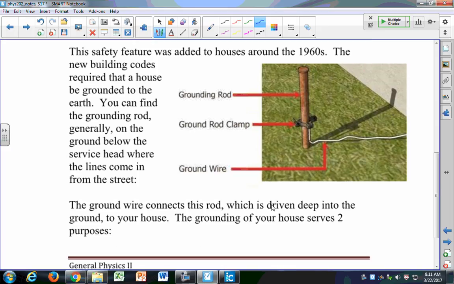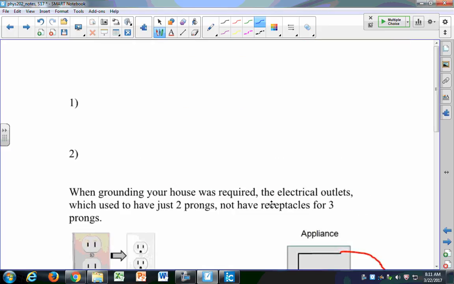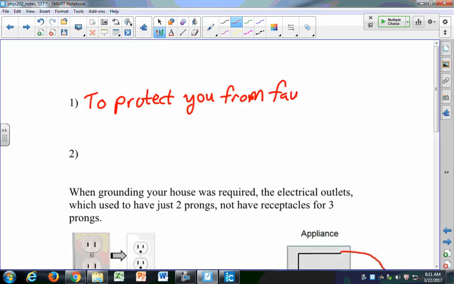So the grounding rod serves a couple purposes. It really serves one purpose, but that primary purpose is to protect you from faulty devices. And the second is sort of to protect your house from lightning strikes, or protect your electrical system from lightning strikes.